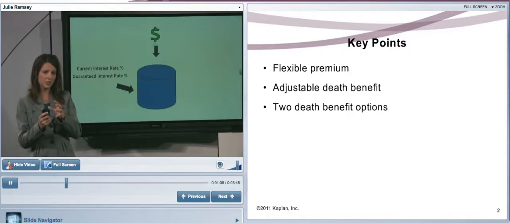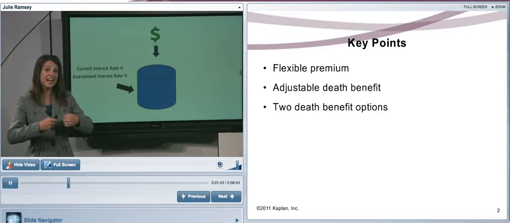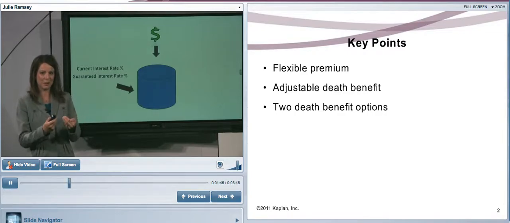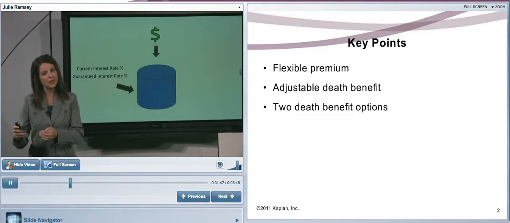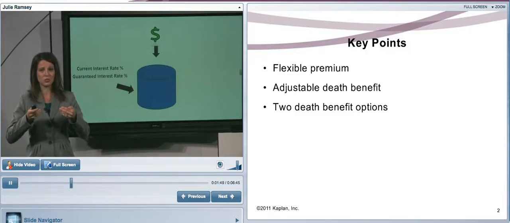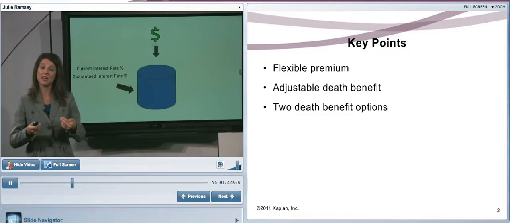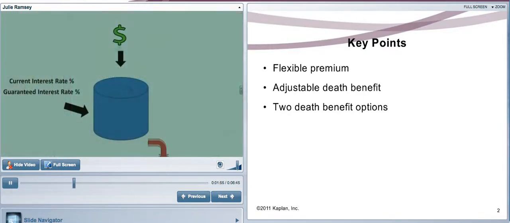So let's combine the two of these, right? If I'm putting premium into the bucket and I get to decide how much money to put into the bucket, the more I put in, the more my cash value is going to grow because of that interest that's making that bucket grow. Now lastly, let's take a look.